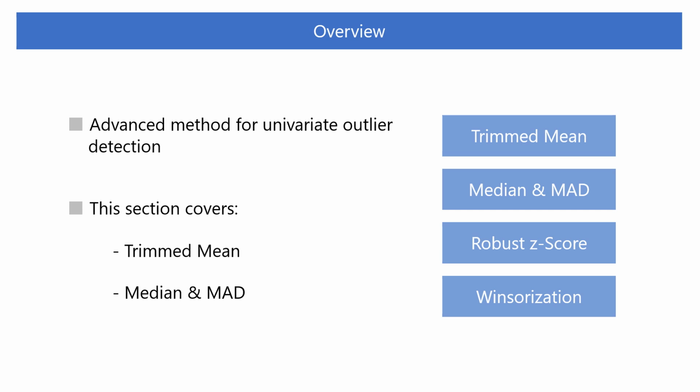As advanced methods for univariate outlier detection, this course covers 4 methods: trimmed mean, median and MAD, robust z-score, and winsorization. This section covers the first 2, trimmed mean and median and MAD. Robust z-score and winsorization will be covered in the next section.